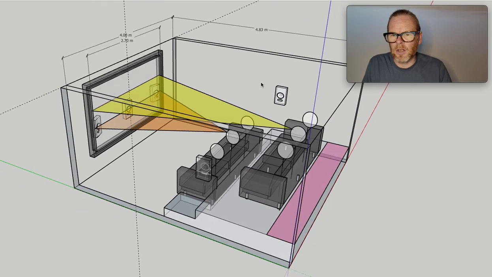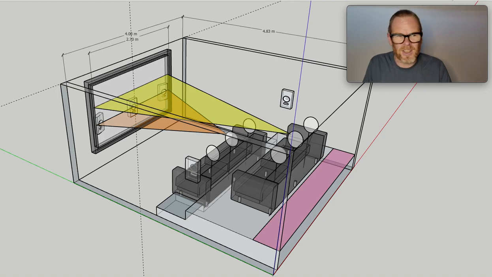Next up, I think we're going to look at the overheads, but we'll do that on another episode because I like to keep these short. Lovely.